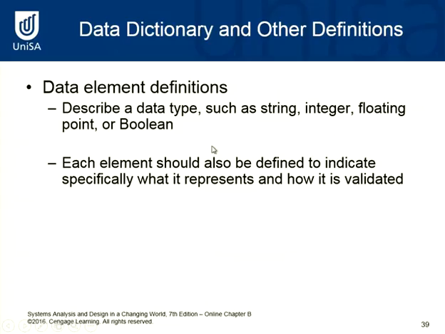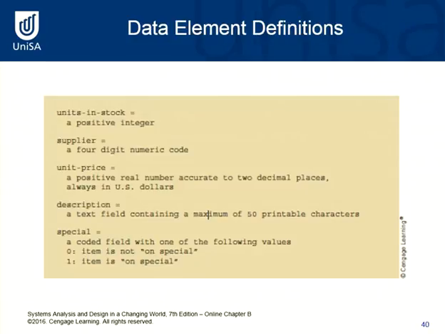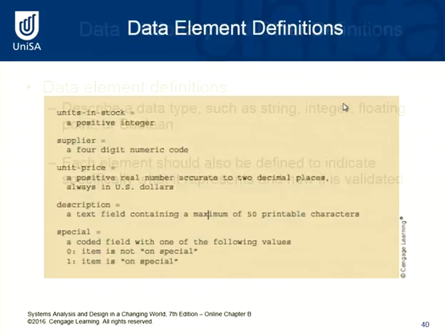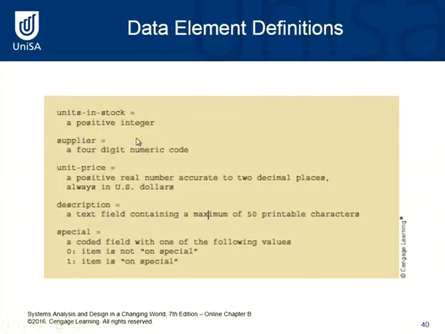So our data element definitions, we could have such things as a data type being string, integer, float, print or boolean, really important for programming purposes to know what the type of the element is. And here's an example of some data element definitions. So we have units in stock is a positive integer, description is a text field, a unit price is a positive real number, supplier, four-digit numeric code, etc., etc. So actually specifying what the data element is and defining the type of that data element. Again, moving into the programming realm of things now, but it needs to be specified.